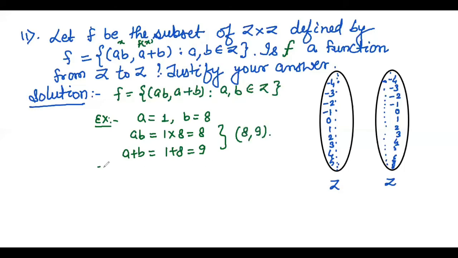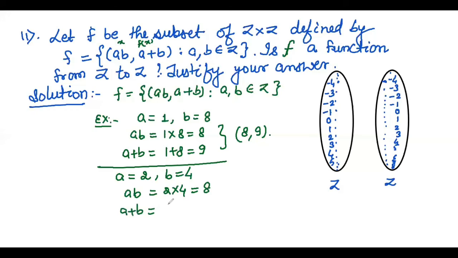Now I'm taking A equals to 2, different elements I'm taking, and B I'm taking here 4. So AB I'm going to find. AB equals to 2 into 4, that is 8. And A plus B is here 2 plus 4, that is 6.